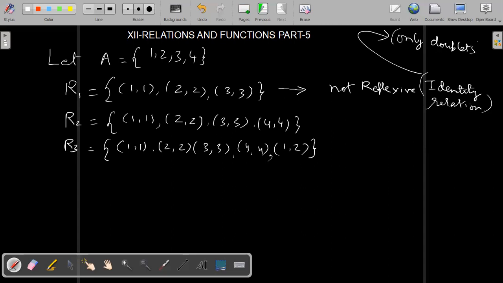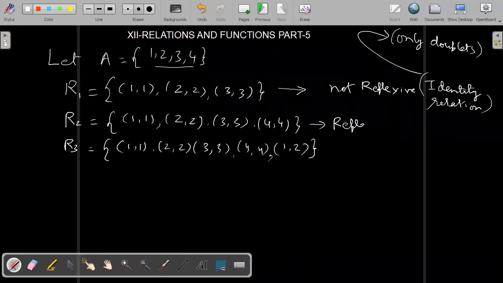In our language, we are just taking this doublet for understanding better. Otherwise, it is for all a belongs to A. For reflexive we will take for all, and for identity we will not take for all. Now this R2 has all of (1, 1), (2, 2), (3, 3), (4, 4). So all four elements have their combination with itself, so it is a reflexive relation.